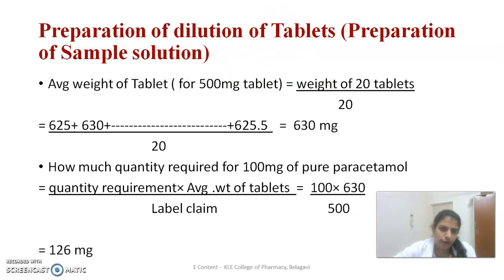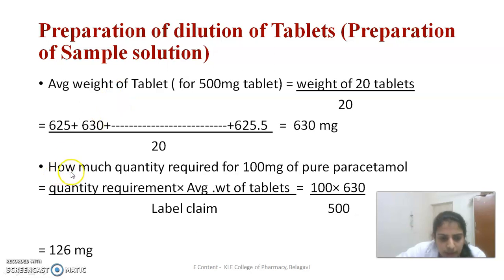Before that, we have to do the average weight calculation. For average weight calculation, we have the formula: weight of 20 tablets divided by 20. For the weight of 20 tablets, we have to weigh the individual tablets, add them, and divide by 20. I took one example, where we got 630 mg average weight.